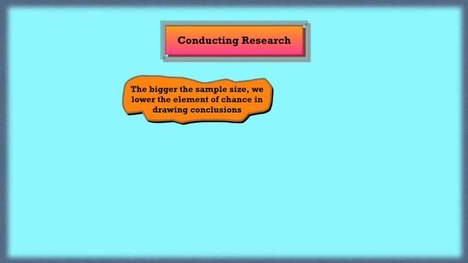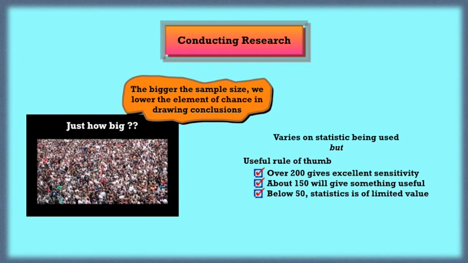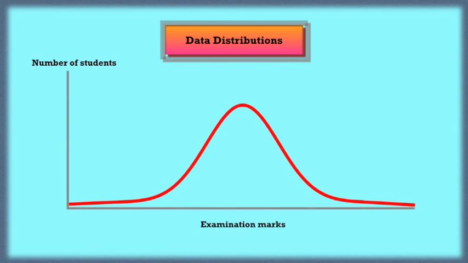If we want to get answers, the bigger the sample size, the better. How many do we need? It depends on the statistic you're using. Here's a simple rule of thumb. So we need reasonably big numbers to remove the element of chance. And you rarely get big enough numbers in a school to make comparisons year on year.